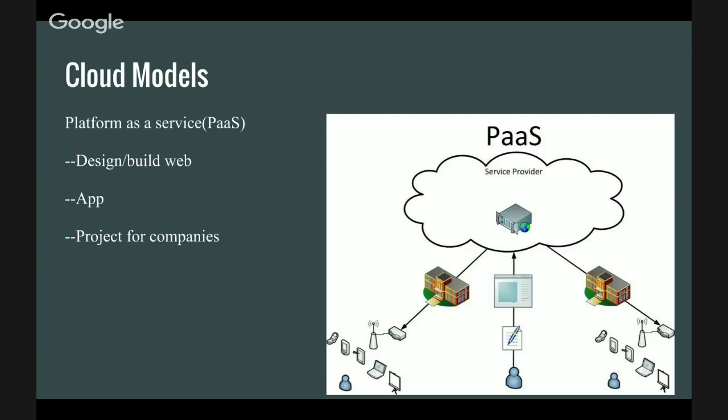And the second one is platform as a service, which is PaaS. It can provide users a development environment for applications. It allows users to design and build websites, and it can enable them to make apps and also make projects for companies. Specific examples are Microsoft and Google App.